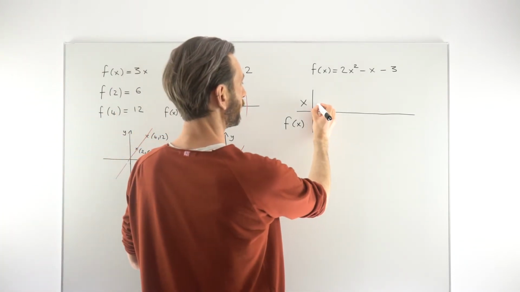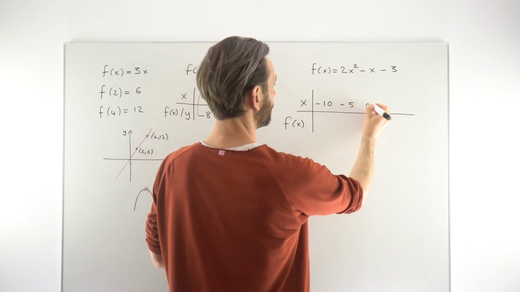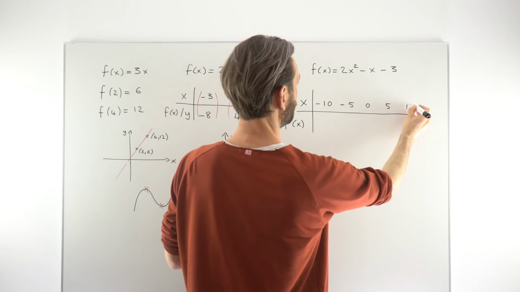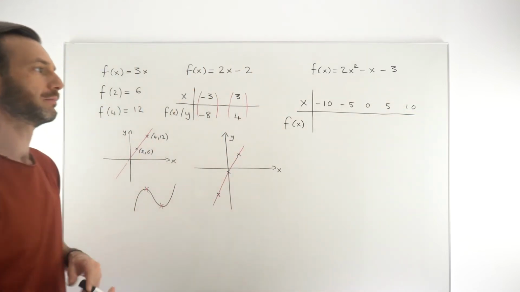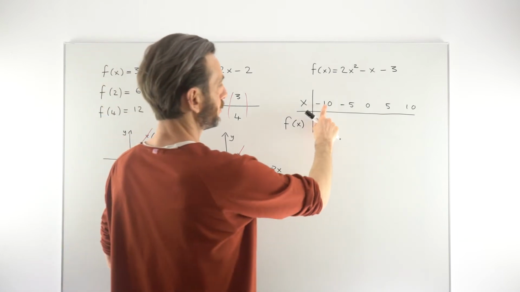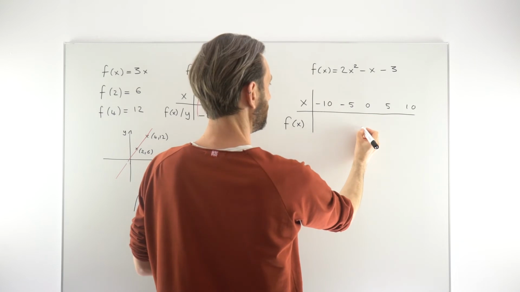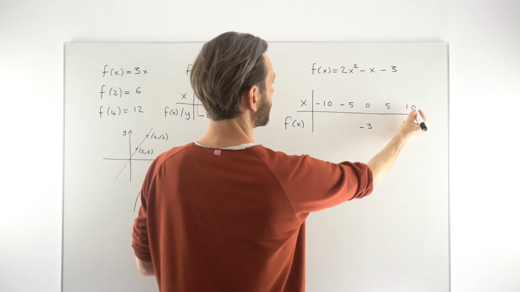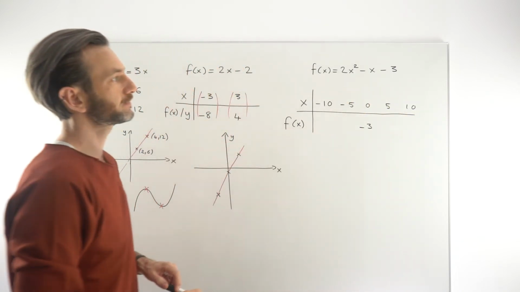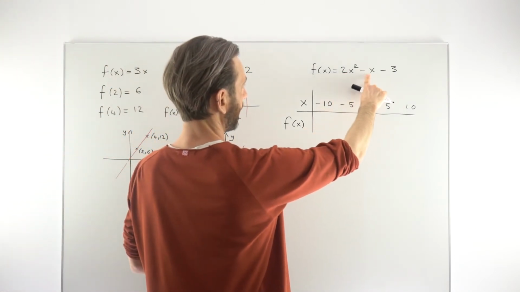So let's maybe go for quite a wide spread. Let's go -10, -5, 0, 5, and 10. I've got no idea how these are going to come out, but we'll see what this tells us about the graph. So we're going to put these in here. Let's start with 0. That's a nice easy one. 0, 0, -3. That gives us -3. We'll go for 10. 10 squared is 100, so it's going to be 200. Minus 10 is 190.